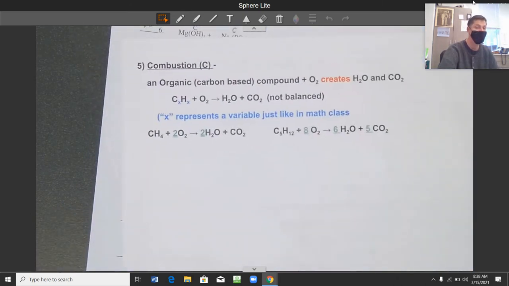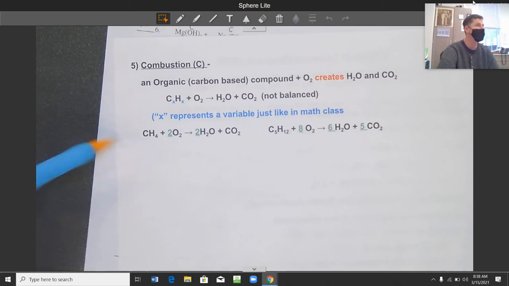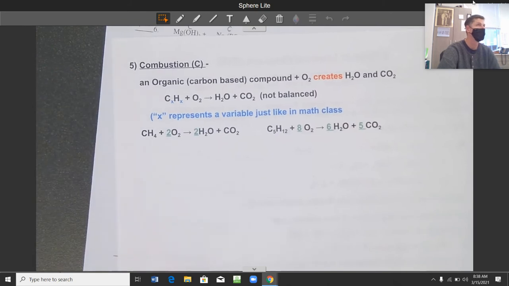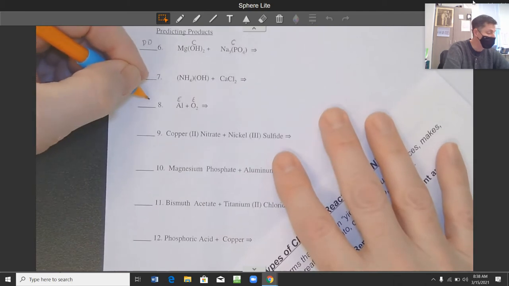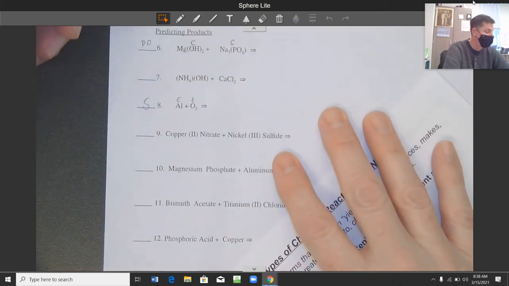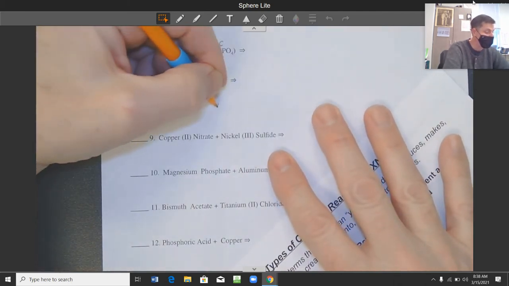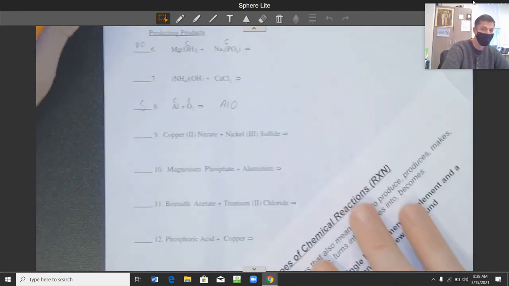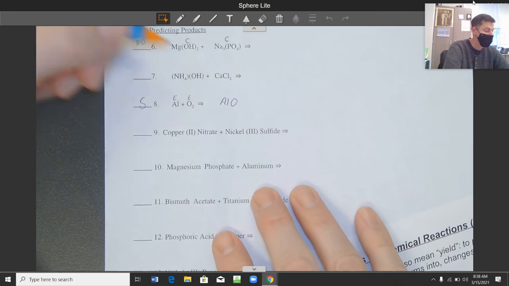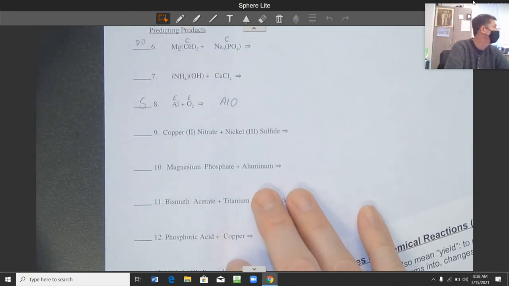So yeah, it definitely could be synthesis. And we can look at the last one. Does the last one even apply? Nope. So that would mean that that one has to be synthesis. And what that means is now we put it together. Al O. What's the charge of aluminum?